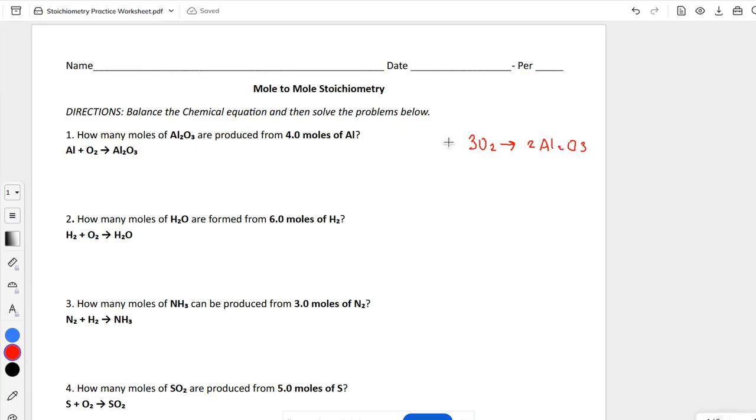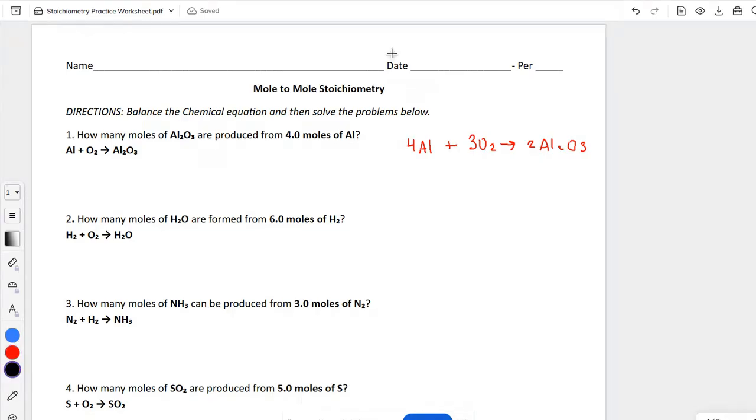Now we have to take care of the aluminums. Over here, we've got 2 aluminum oxides. For every aluminum oxide, there's 2 aluminums, so 2 times 2 is 4. That's an easy fix. So I need 4 Al. And voila. Now we have 4 aluminums over here, 4 aluminums over here. 6 oxygens on the left, 2 times 3, 6 oxygens on the right. We are balanced. And then I'm going to show you how to do it.